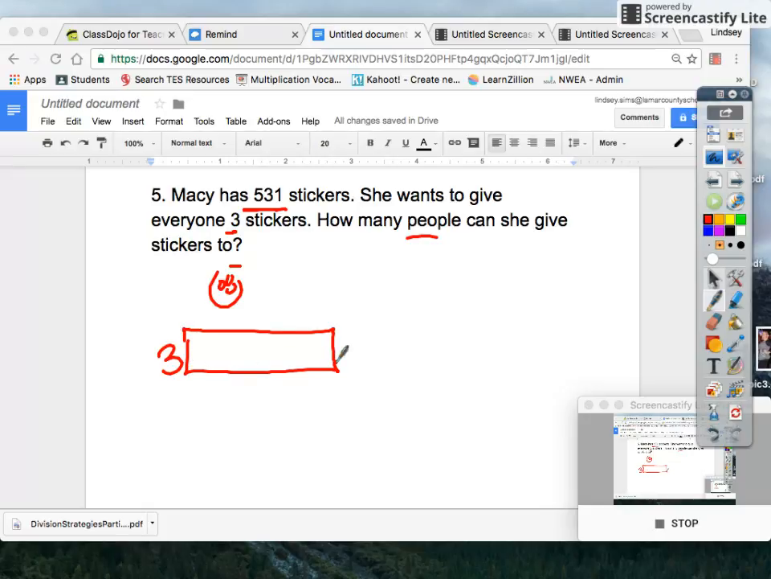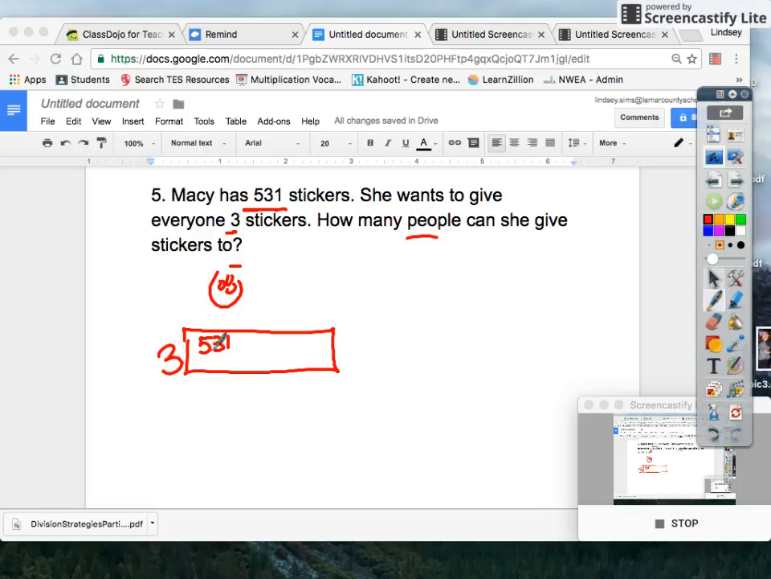Well, in division here, we know that one side is 3, and we know that the area of this square is going to be 531. So we have to figure out how many 3s are in 531. I don't know how many 3s are in 531. I don't know that math fact. I don't know 3 times what is 531.